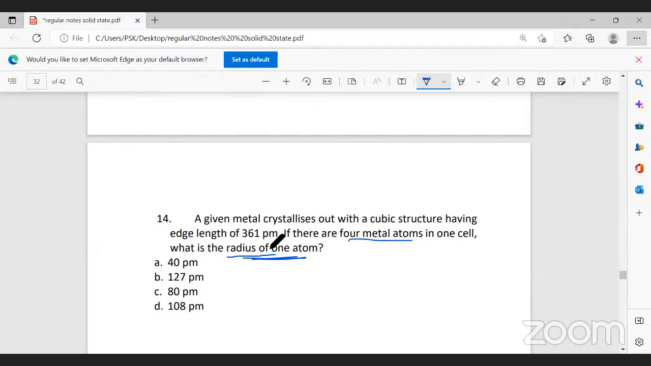Can you tell me what is the understanding? They have given you edge length. They have given you edge length to be 361 picometers. What else is given? Can anyone tell me what else is given?